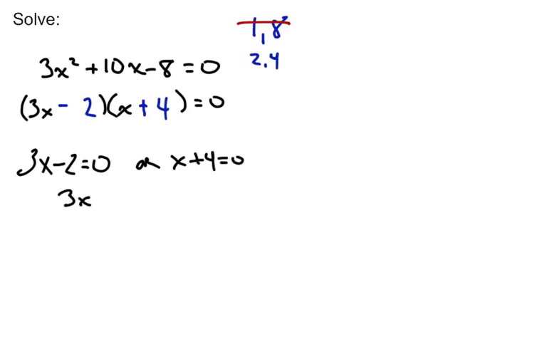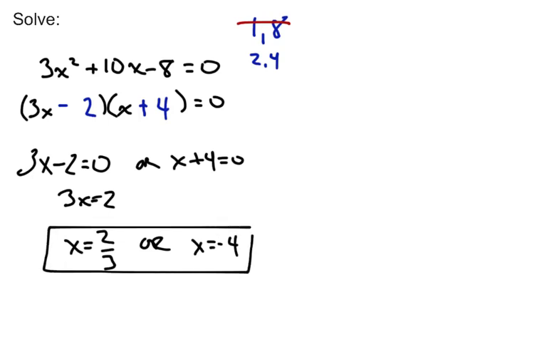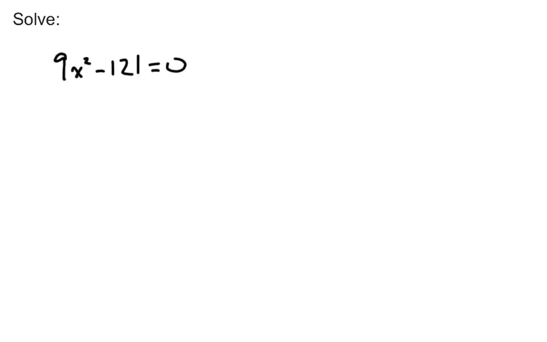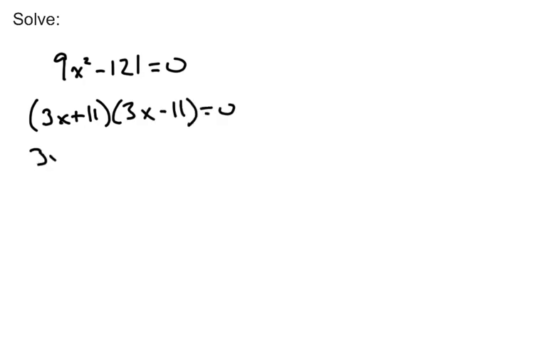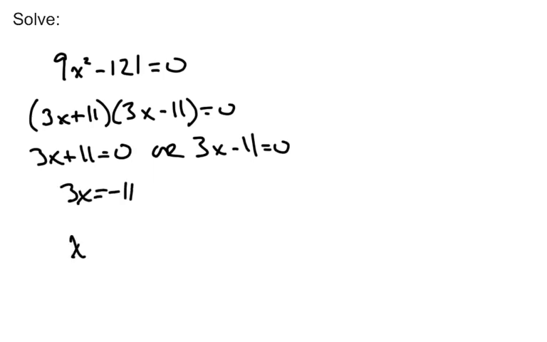So this means 3x equals 2, or x equals 2/3. Or, just subtract 4 from both sides, x equals negative 4. And there's our two solutions. If we have the difference of two squares, factor it into 3x plus 11, 3x minus 11. Now we set each factor equal to 0 and solve. This is going to be 3x equals negative 11, which is x equals negative 11/3.